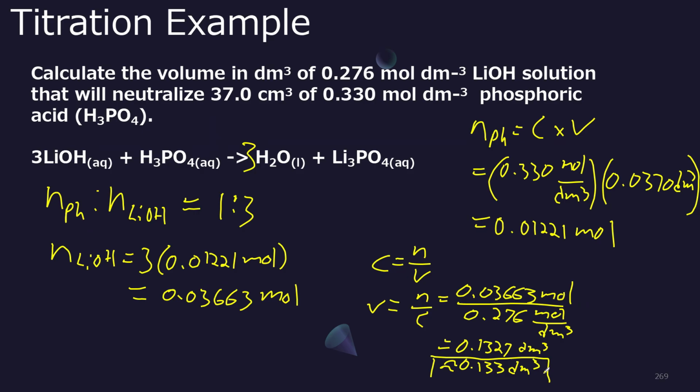So that's quite a lot. It's 133 milliliters. That's probably going to be several burettes worth. So this person might consider making even higher concentration LiOH to do this titration a little bit quicker. But that's basically what titration calculations will usually be like. You might be thrown something new here or there, but they'll follow this basic structure.